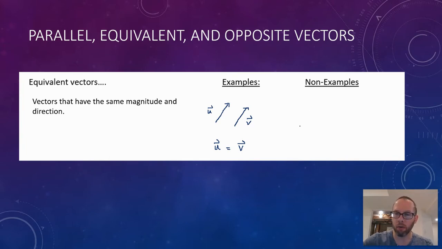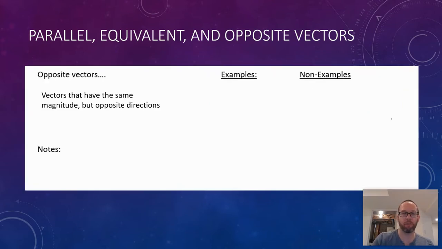Non-examples. So I'll get two non-examples up here. In the first case, you can see here that u and v are parallel, but they don't have the same magnitude or length, so they're not equivalent vectors. And here's a non-example. I'm being intentional here, where I've drawn these two vectors with the same magnitude or length, but they point in opposite directions. Those are not equivalent vectors. In fact, those are called opposite vectors. Opposite vectors have the same magnitude but opposite directions.